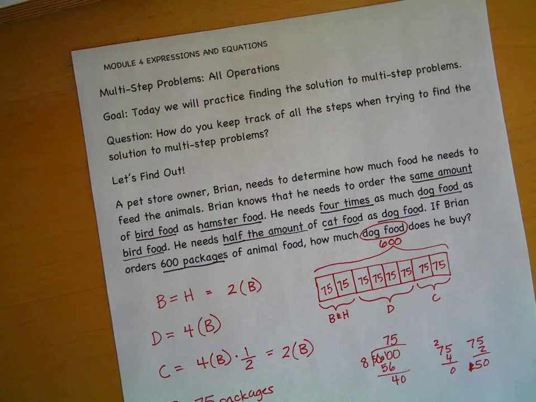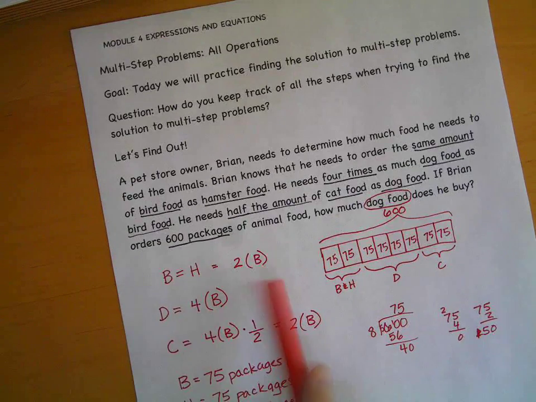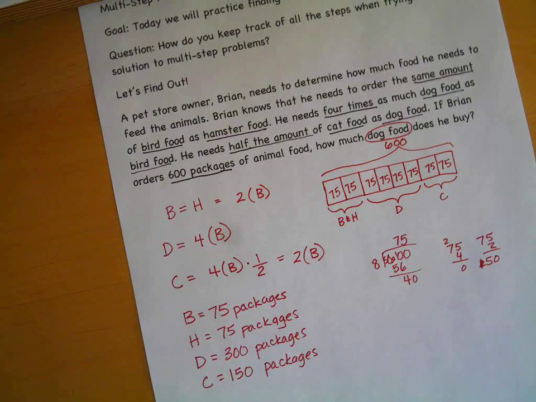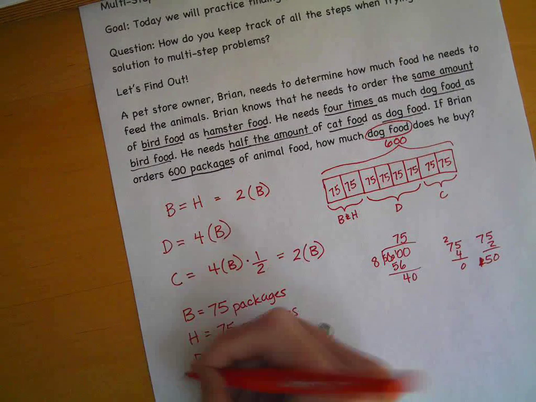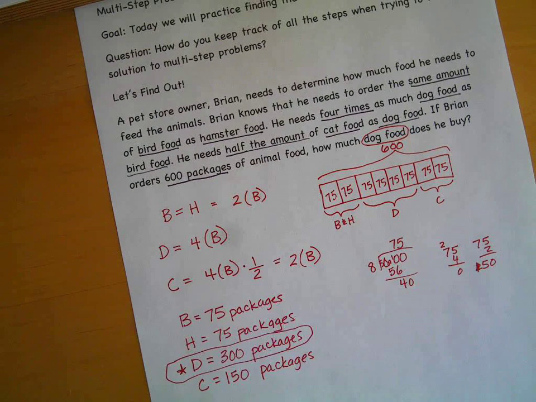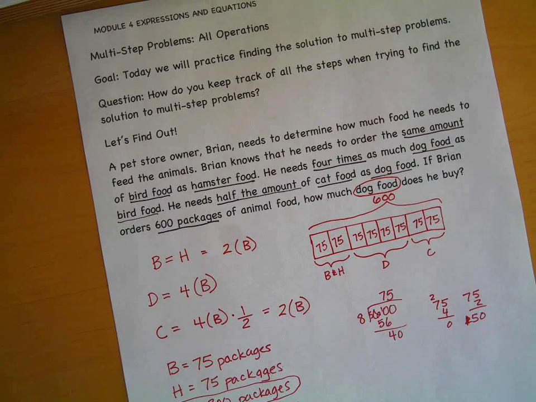How do you keep track of all of the steps when trying to find the solution to a multi-step problem? The answer to that is definitely by using tape diagrams, by using equations, making sure that you have plenty of room and you just are logically listing out what you know about all the information so that you can eventually come down and find the answer that they are seeking. And so it's 300 packages of dog food is what we were seeking in this problem.